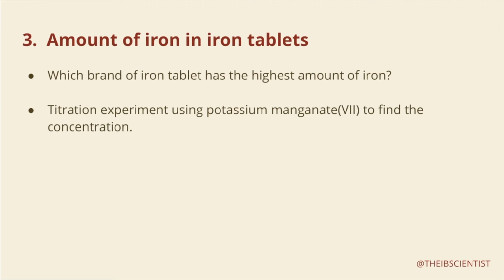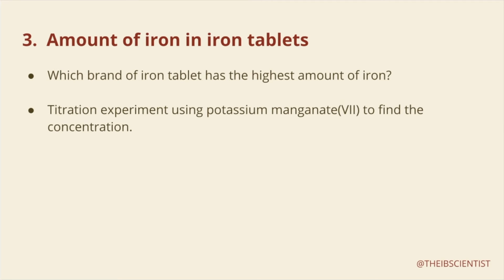And it's a simple titration experiment where you would basically take the same mass of different brands of iron tablet, crush them, put them into water, make a solution, and then do a titration experiment using potassium manganate to find the concentration of iron in your solution. Once you have the concentration of iron in your solution, you can figure out basically the mass and the percentage mass of pure iron in each brand's tablet.